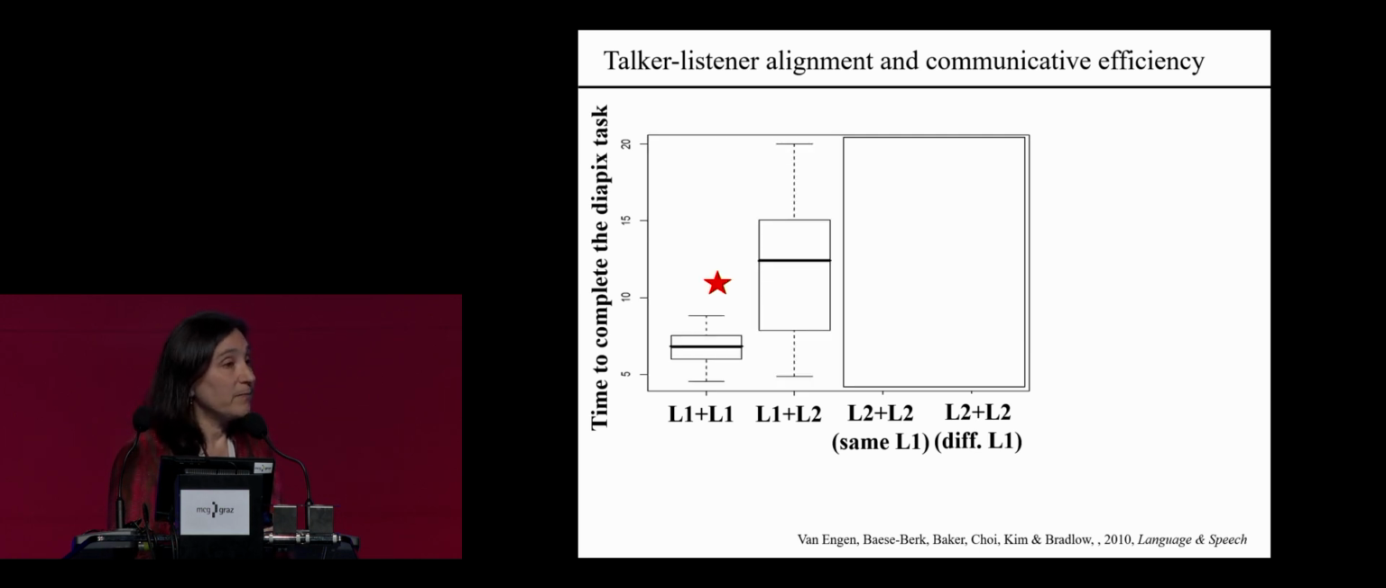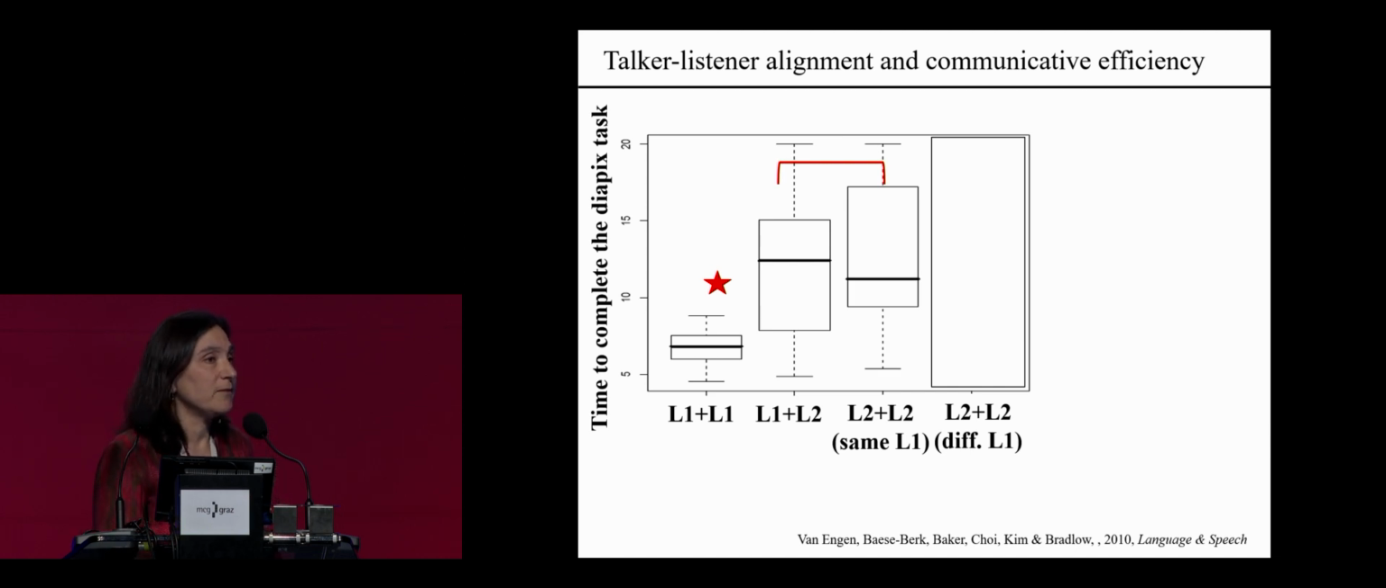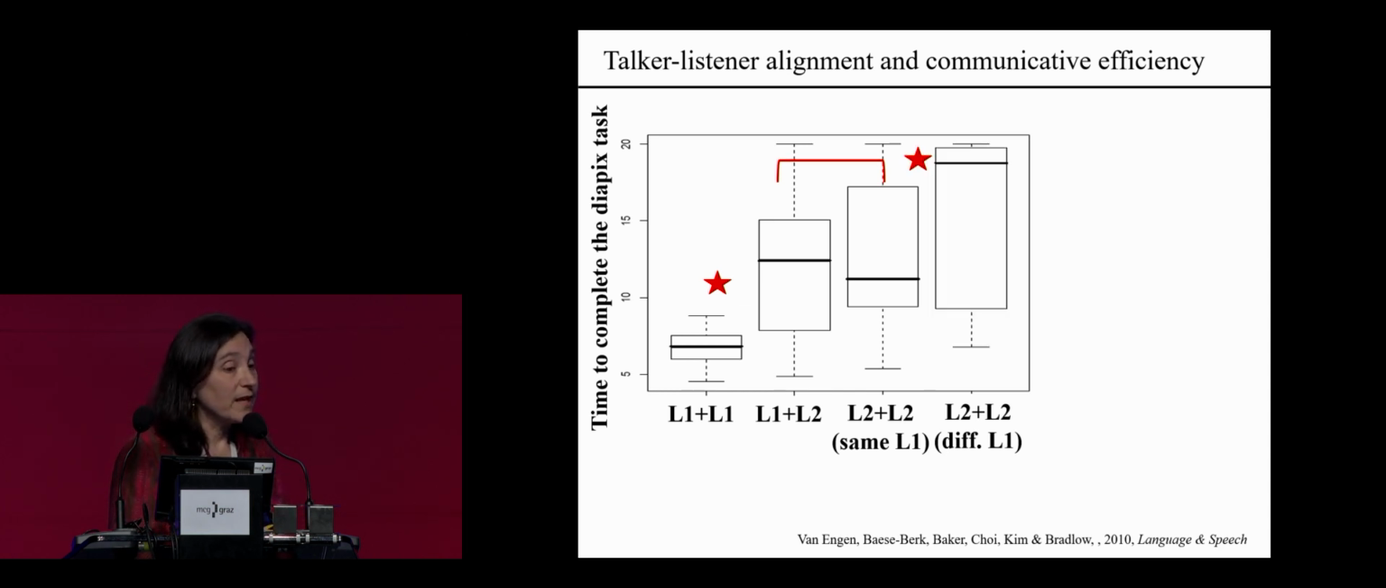Of course, the native speaker pairs are the most efficient. They finish this task in the shortest amount of time. When you add a non-native speaker into the pair, the time to complete the task goes up significantly. But notice that when you have 2 non-native speakers from the same native language background, they're just as efficient as a native and a non-native speaker. And remember that the native speaker here is aligned to the task language, even if they're not aligned within the pair. When you get 2 non-native speakers from different native language backgrounds, that's the most difficult situation. And here we have the least communicative efficiency and the longest time to complete the task.